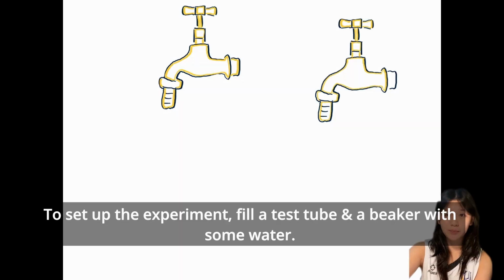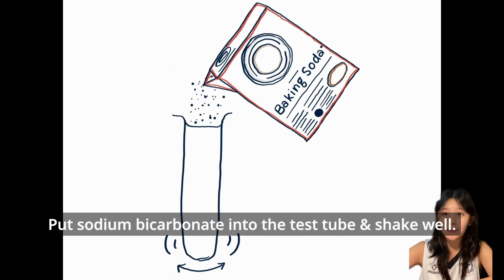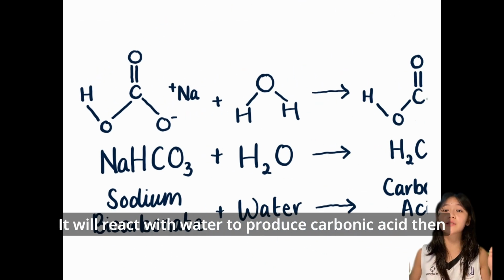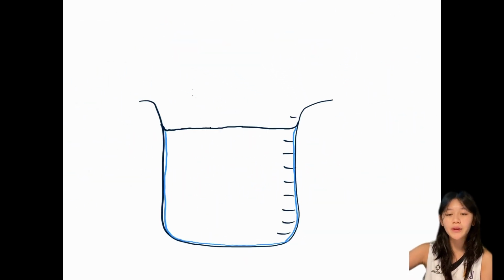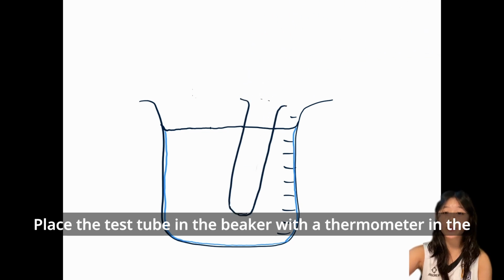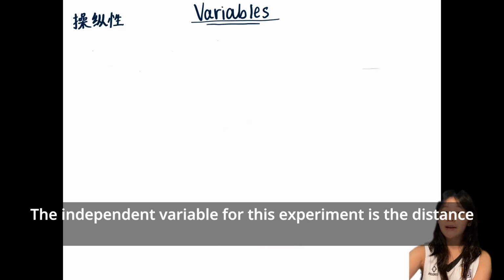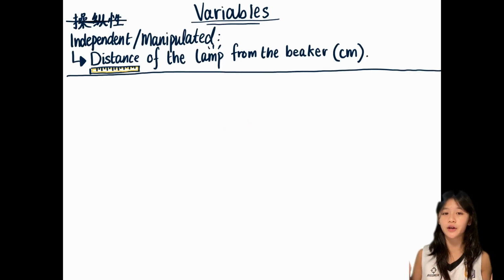To set up the experiment, fill a test tube and a beaker with some water. Put sodium bicarbonate into the test tube and shake well. It will react with water to produce carbonic acid, which will then decompose into carbon dioxide for the plant. Place the test tube in the beaker with a thermometer in the water to ensure that the temperature throughout is constant. The independent variable for this experiment is the distance of the lamp from the beaker.